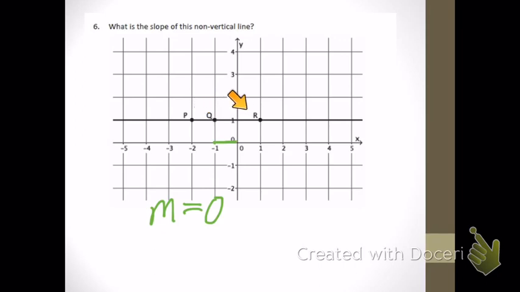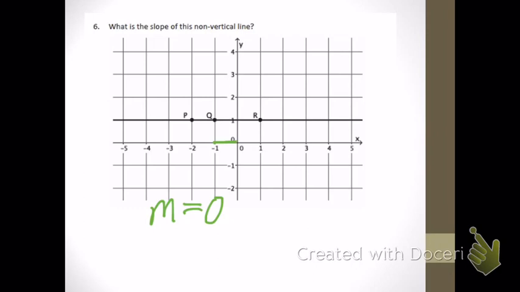Not sure why they put this R over here, so we'll just ignore that. But just know that the slope is 0 because this line is neither rising nor falling. So the slope is 0, right in the middle between positive slopes and negative slopes.